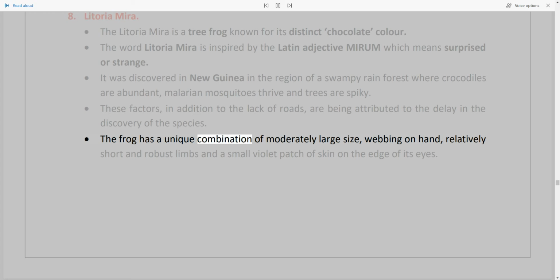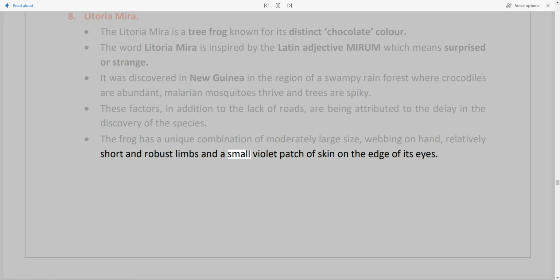The frog has a unique combination of moderately large size, webbing on hand, relatively short and robust limbs and a small violet patch of skin on the edge of its eyes.